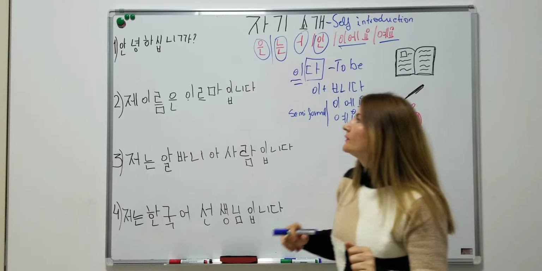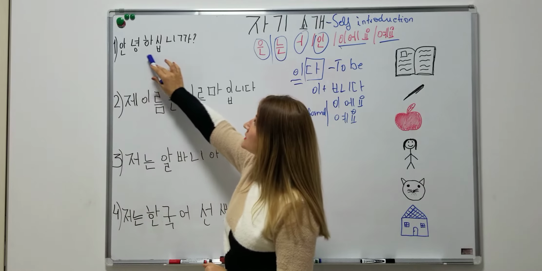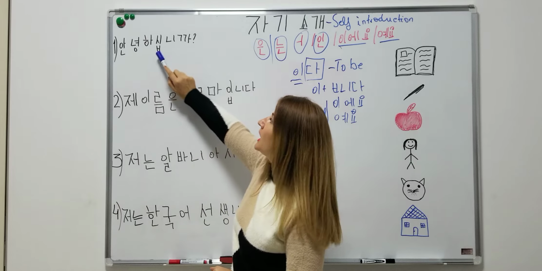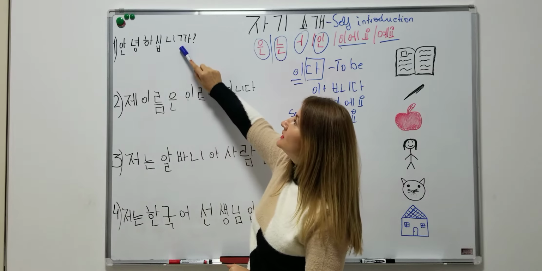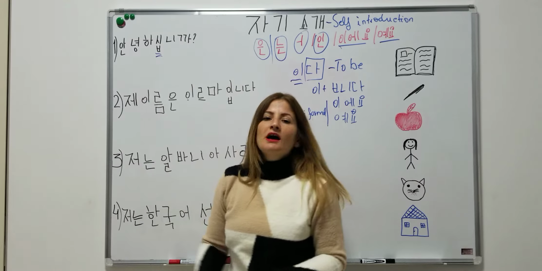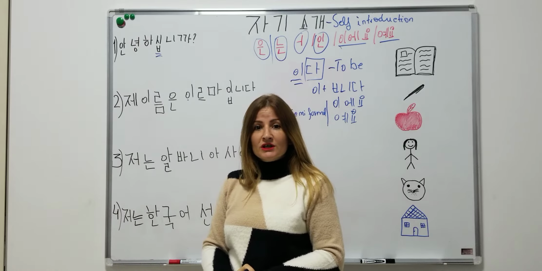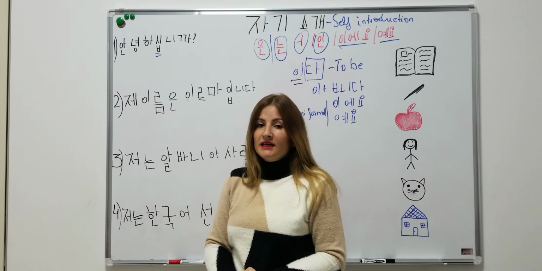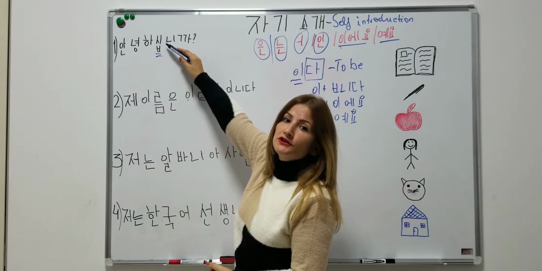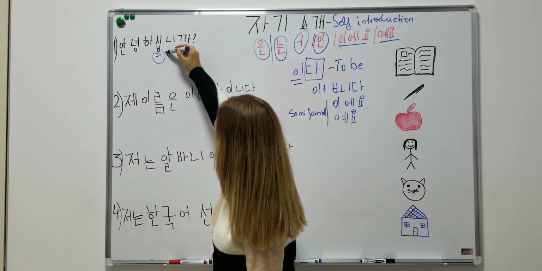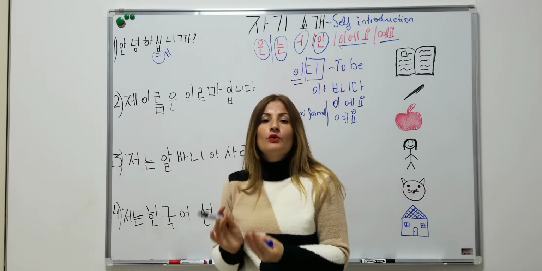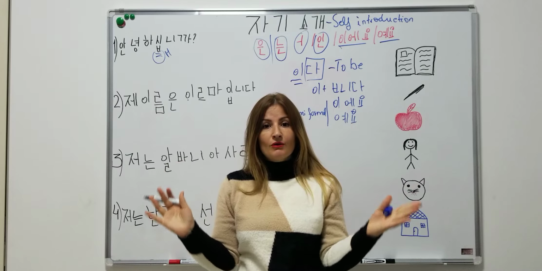Let's see. Okay. 안녕하십니까? So guys, as you see, this p, I don't read it p. I don't say 안녕하십니까, I say 안녕하십니까. So when p is near n, it is read m. Remember this. So this is the formal way of saying hello.